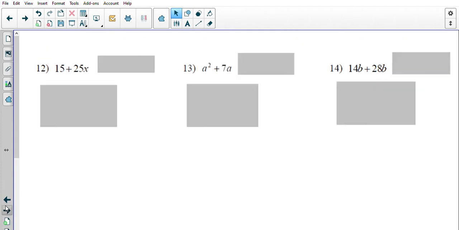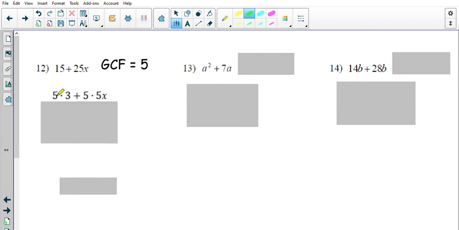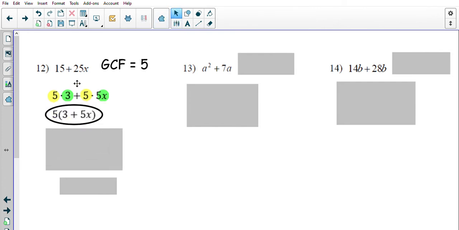All right, let's move ahead to our next one. So number 12, I have 15 plus 25x. My greatest common factor is 5. So we will rewrite this as 5 times 3 for 15, 5 times 5x for 25x. The 5, or GCF, goes outside the parentheses, 3 plus 5x is left inside the parentheses. The only difference with this one is that our x term comes after the constant, but it doesn't matter. We treat it the same.